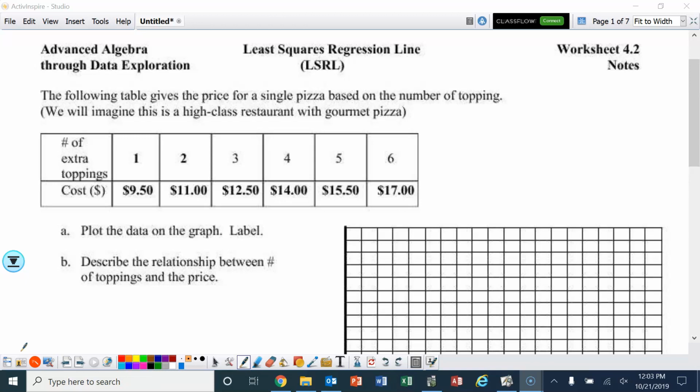All right, so we're going to start off with the following. We have a table here of the prices for a single pizza based on the number of toppings. We will imagine this is a high-class restaurant with a gourmet pizza. All right, so we can see a one-topping pizza is $9.50, 2 toppings is $11, 3 toppings is $12.50, and so on. So the first thing we're going to do is we're going to plot this data.